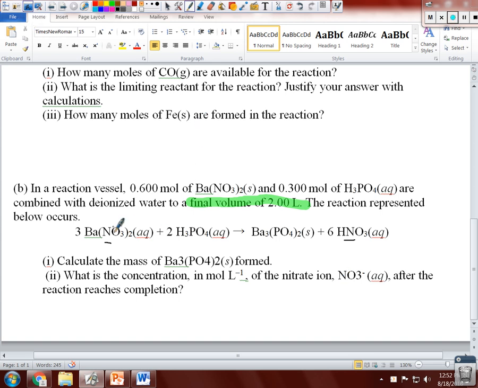If you wanted to convert, well, you couldn't do the limiting reactant because the nitrate is in excess. You with me? Yeah. Yes, sir.